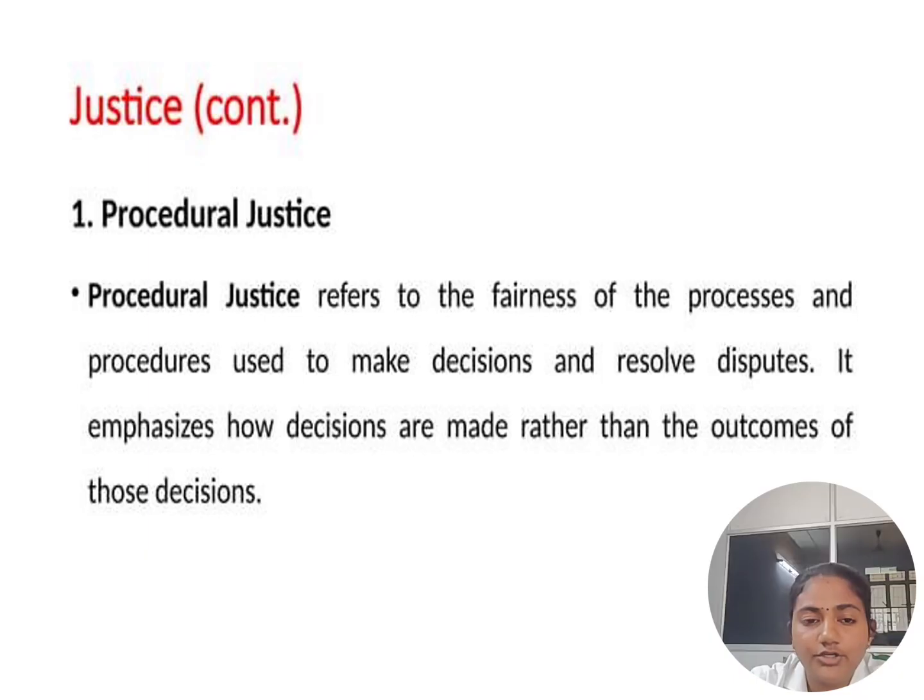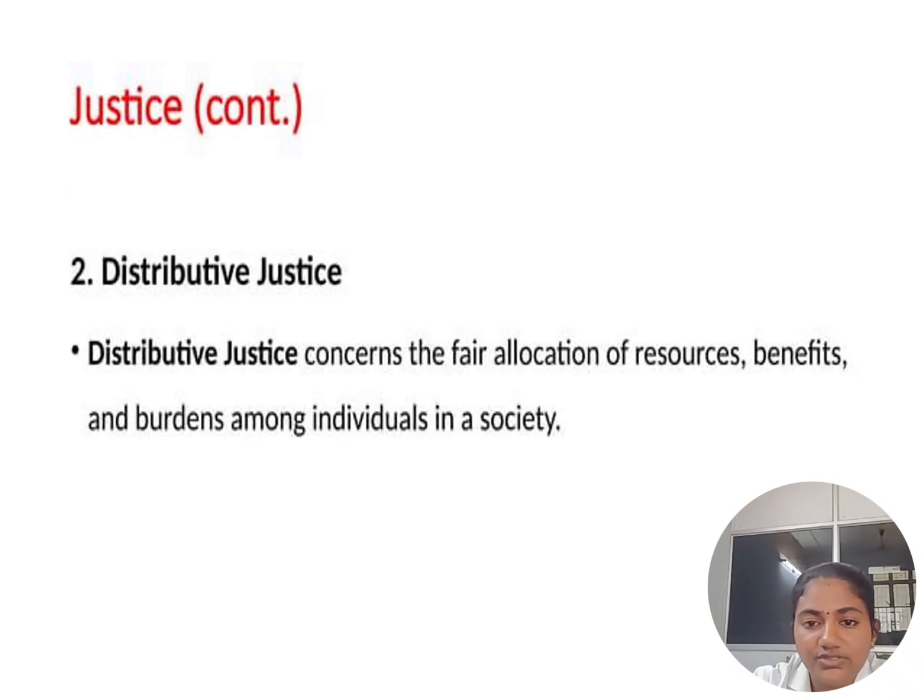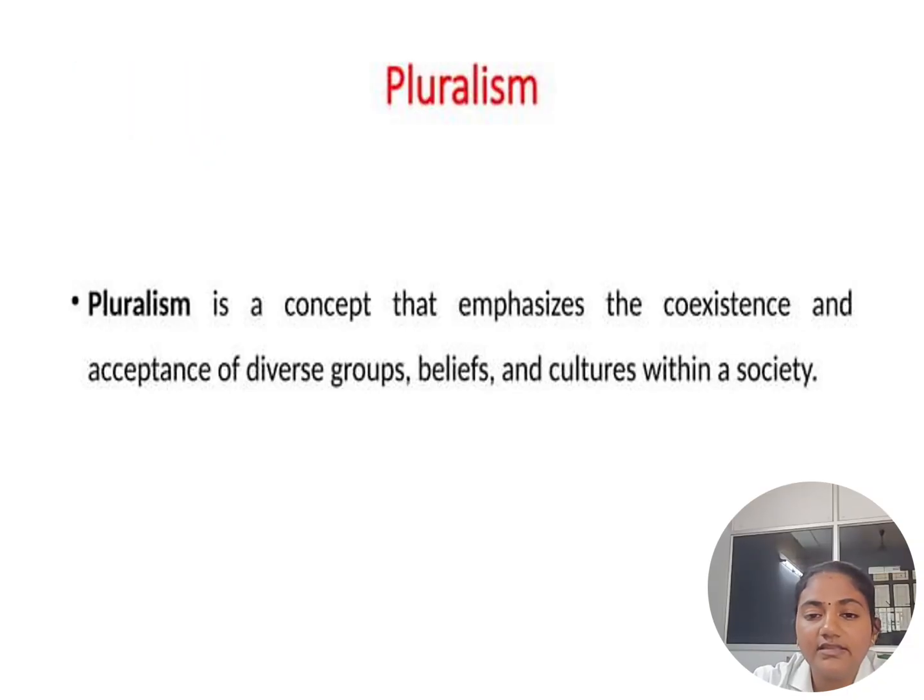Justice continues with procedural justice, which has the processes and procedures to discuss and resolve disputes. Distributive justice concerns a fair allocation of resources and burdens among individuals in a society. Then pluralism means a group of cultures that are maintained within a society.